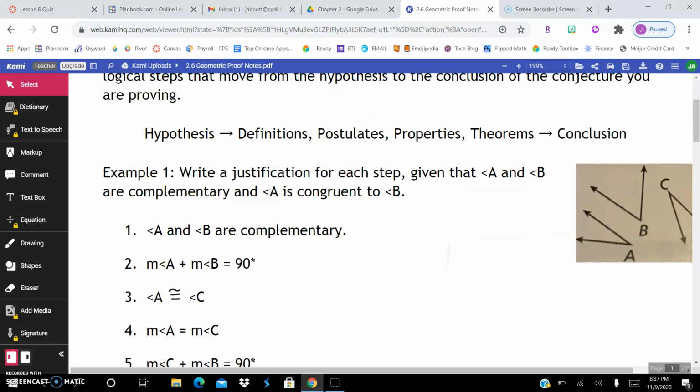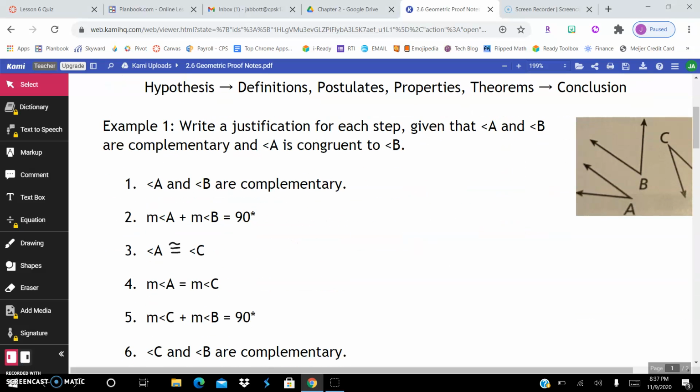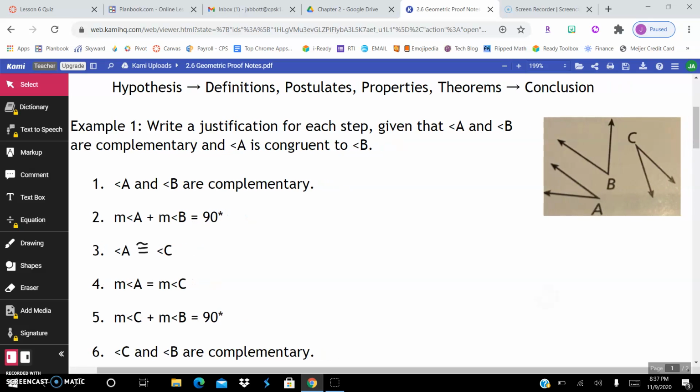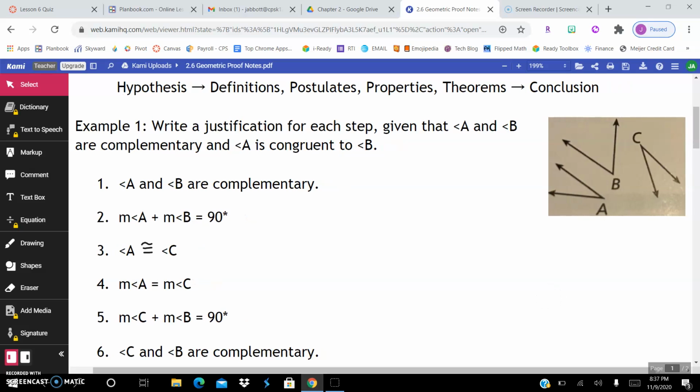So for example 1 here, it says write a justification for each step given that angle A and angle B are complementary and angle A is congruent to angle C. So looking at that picture over there, those are the angles we're talking about. And number 1 says angle A and angle B are complementary. Well, that was in our statement up there, it was given to us. So we can just say given.